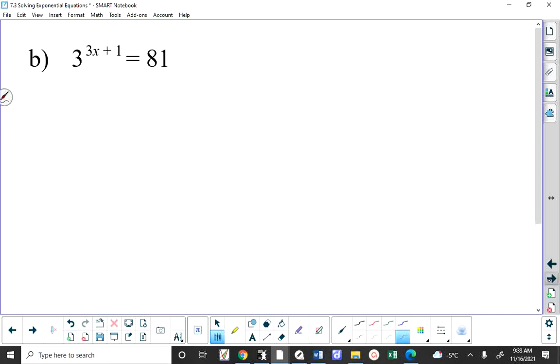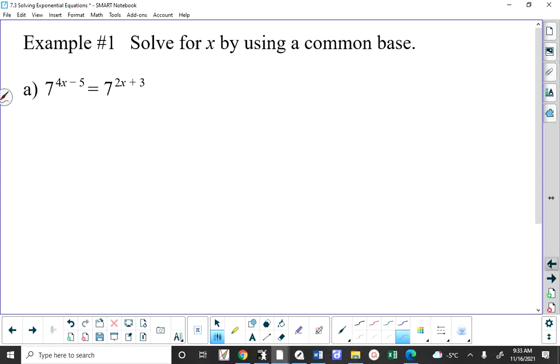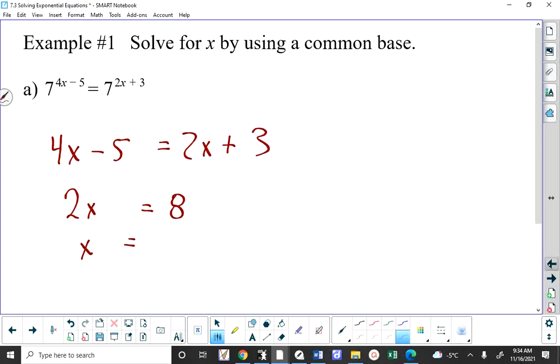Well, that means in question A that if 7 to the 4x minus 5 is equal to 7 to the 2x plus 3, then 4x minus 5 must equal 2x plus 3. And we have gone from a Math 30 equation very quickly down to a grade 9 or grade 8 or maybe even grade 7 equation where you're trying to solve this for x. I would subtract 2x from both sides and get 2x. I would add 5 to both sides and get 8. And when you divide both sides of this equation by 2, you get x equals 4.